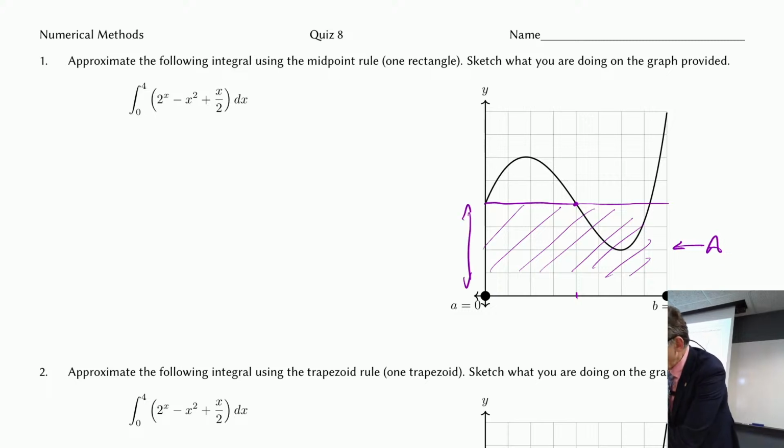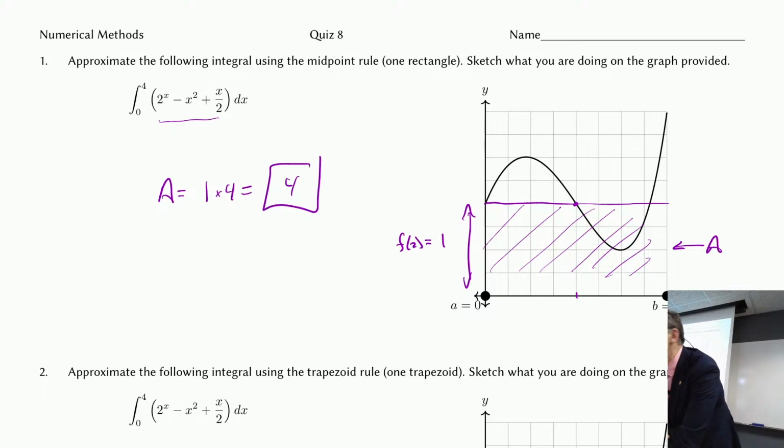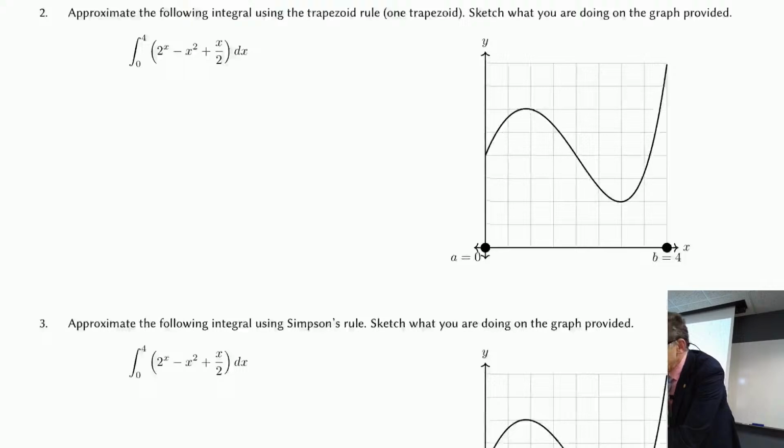So we just need to know how tall that is, and of course, that's going to be the function value at 2. So f(2) equals 1. You can plug 2 into this function that I have there. I left you a huge amount of space. The final answer there is that the area is going to be 1 times 4, which is 4. Does that look all right? So that's one midpoint.